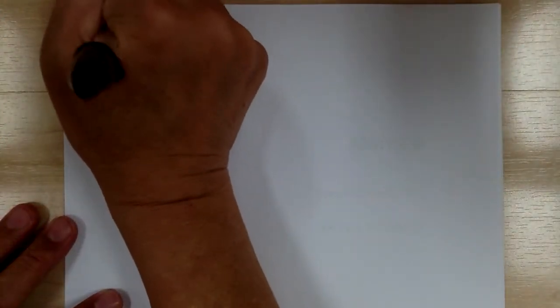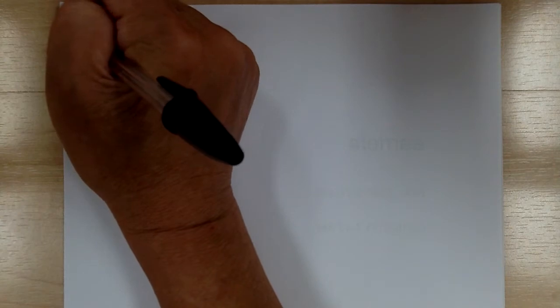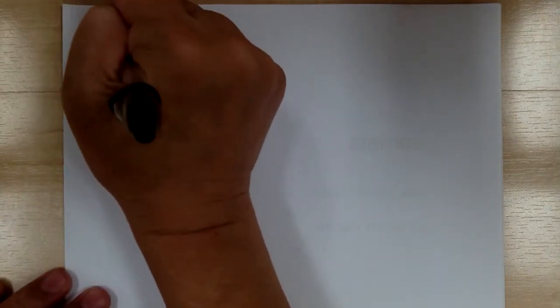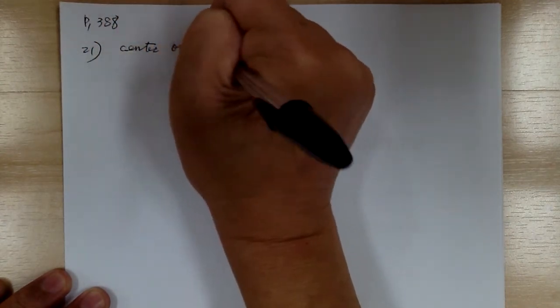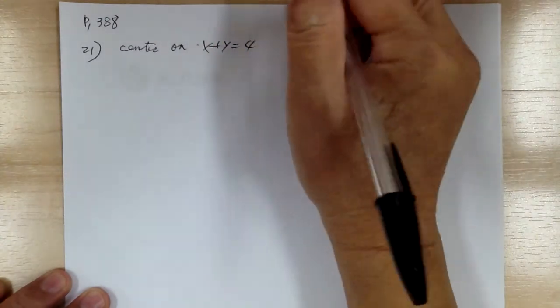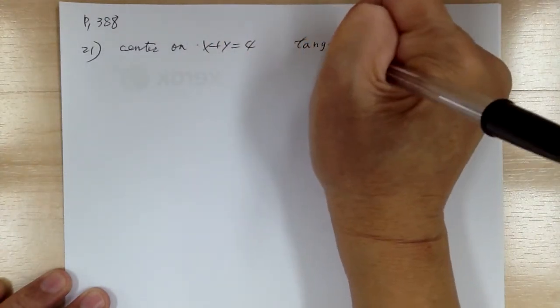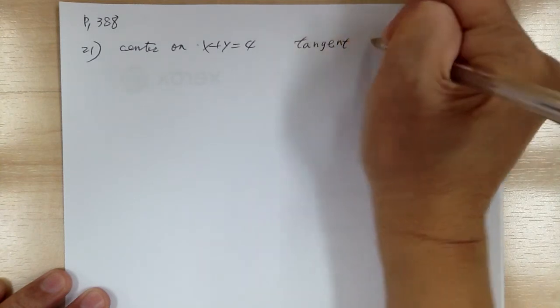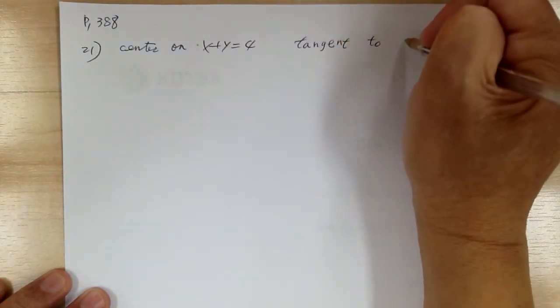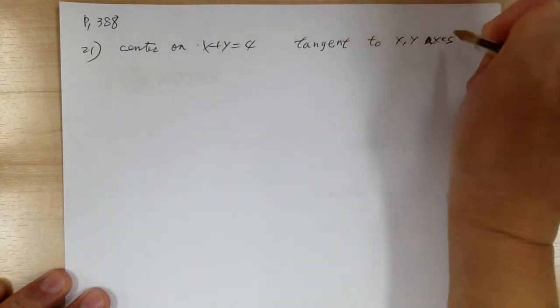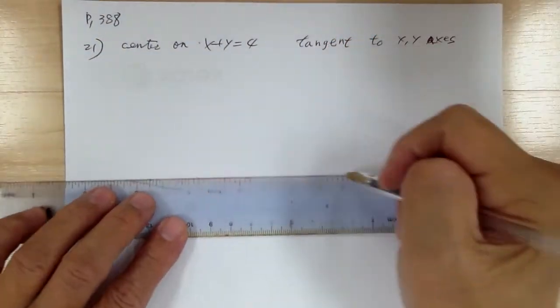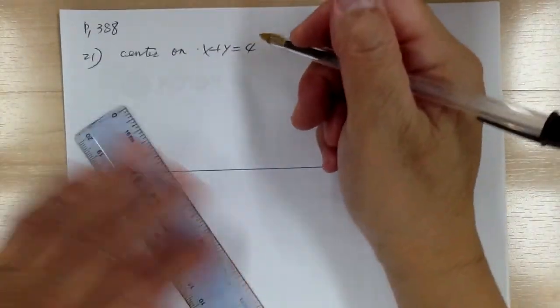Okay, let's go to the next one. Okay, number 21. Okay, so the center is on x plus y equal to 4, and tangent to coordinate axes. Okay, so that means the x and the y axes. Again, the best thing to do is sketch it out. When you sketch it out, you can visualize and make things a lot easier.